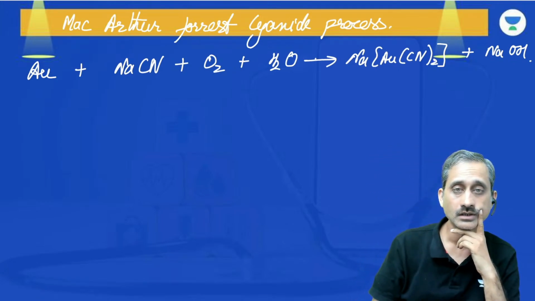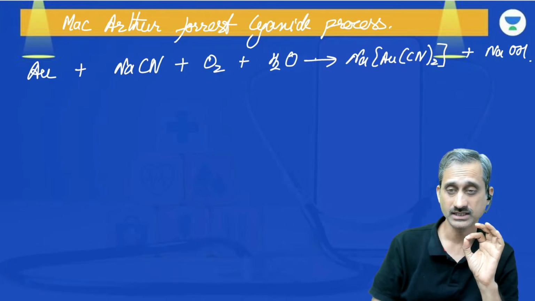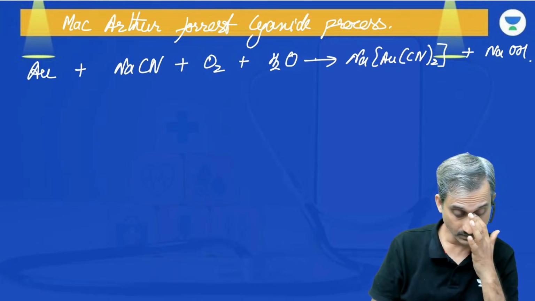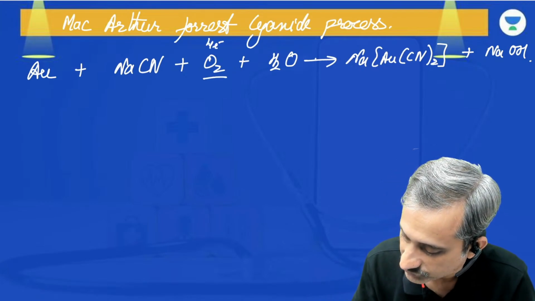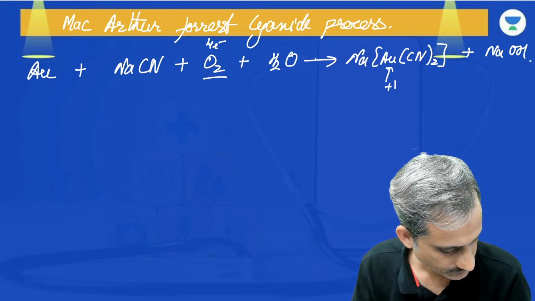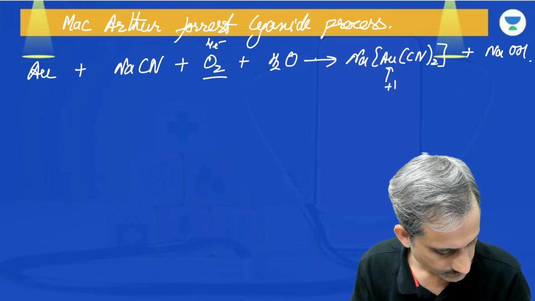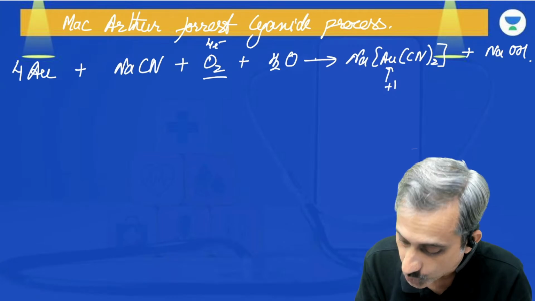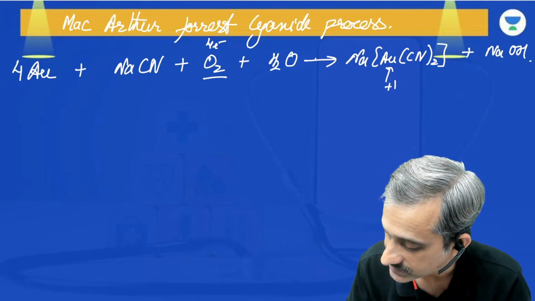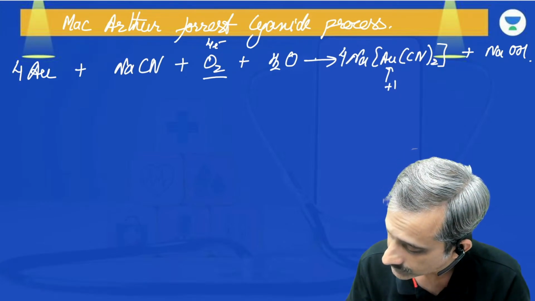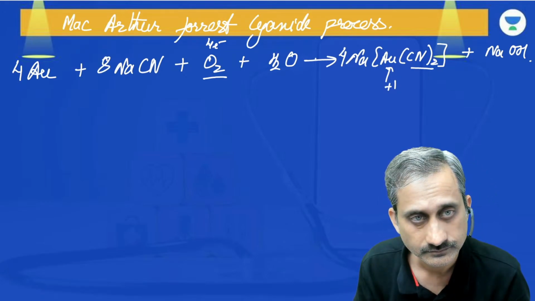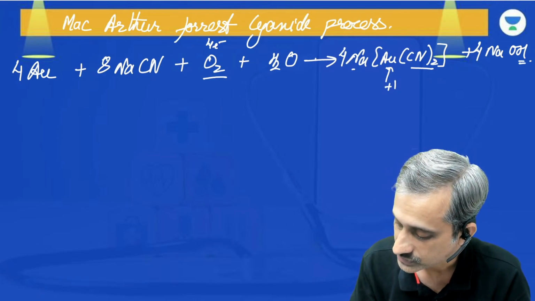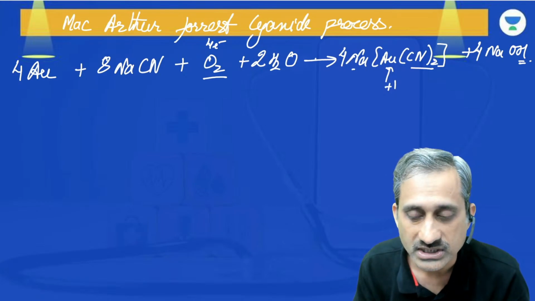Clear? Now, this equation is quite tricky to balance. So let me tell you how to balance this particular equation. Oxygen shows 4 electron change and gold here is in +1 oxidation state. So this would mean that for this particular oxygen, 4 gold atoms would be required. If we require 4 gold atoms, then 4 NaAu(CN)2 will be formed. If we have 4 of this, then cyanide is going to be 8. If cyanide is going to be 8 and 4 sodium are here, then 4 sodium hydroxide would be there. We need 4 hydrogens, so it is going to be 2 of water. Equation is balanced.